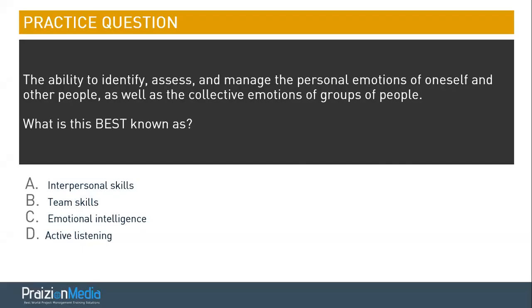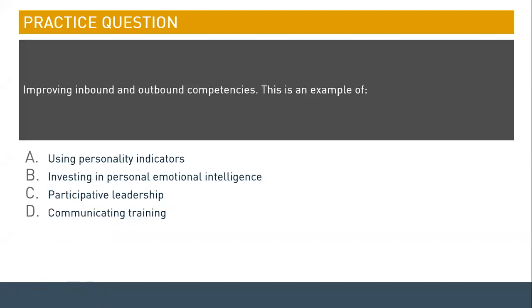Here's a question. The ability to identify, assess, and manage the personal emotions of oneself and other people, as well as the collective emotions of groups of people. What is this best known as? Hit the pause button if you need more time. All right. The answer is emotional intelligence. One final question for today. Improving inbound and outbound competencies. This is an example of what?